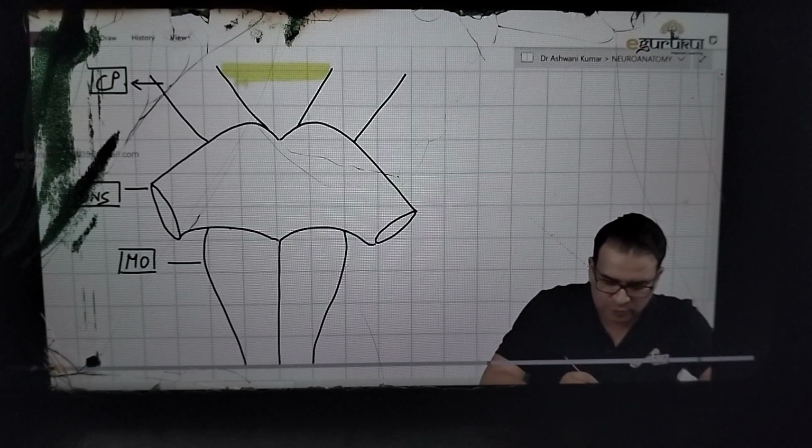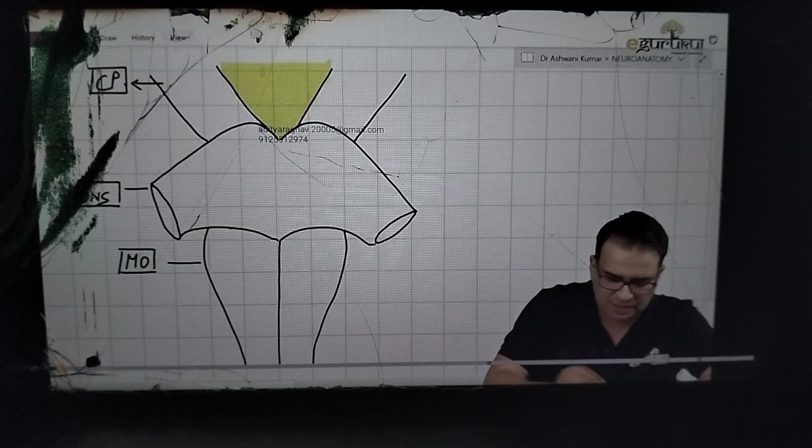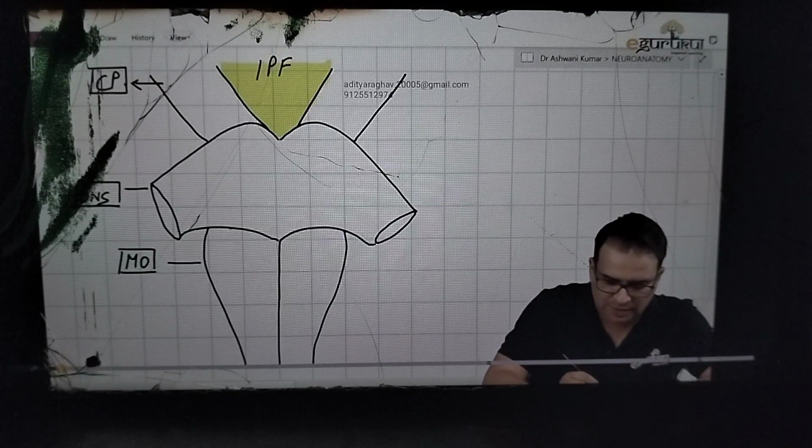Between the two cerebral peduncles, this fossa here is called the interpeduncular fossa. This is what we've got to discuss, but we'll be discussing it separately. I'm writing interpeduncular fossa, IPF.